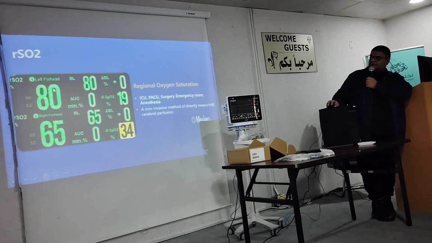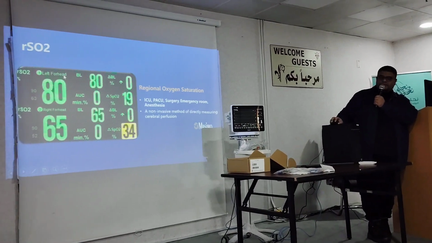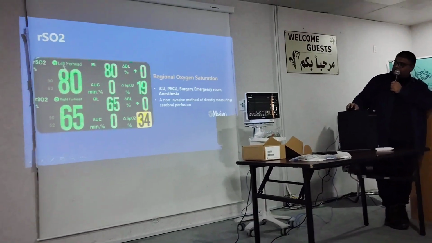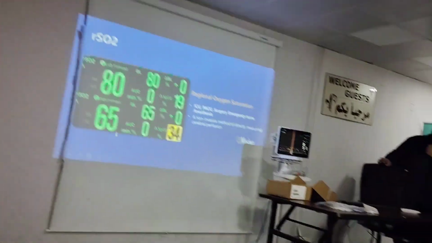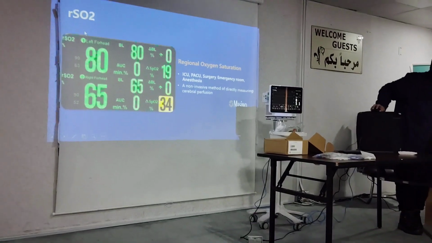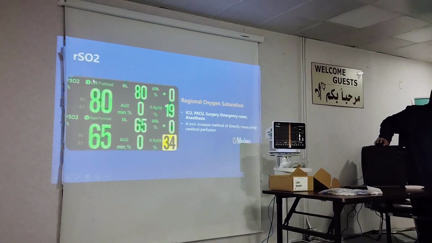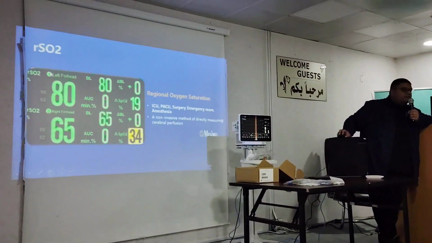So this is what it looks like. You can see we can select the area on the monitor. This is just a label, so it shows you're using the RSO2 on the left forehead or on the right forehead. This is the baseline. This is always less than SpO2. The value of the oxygen in your tissue is always less than SpO2.